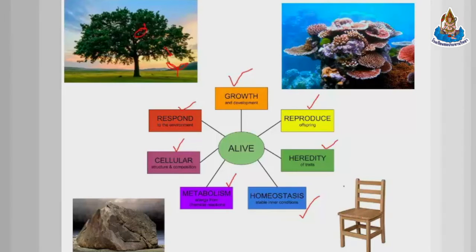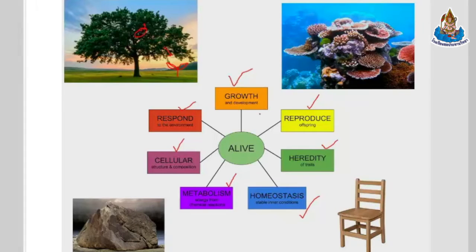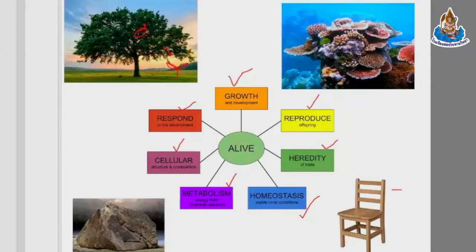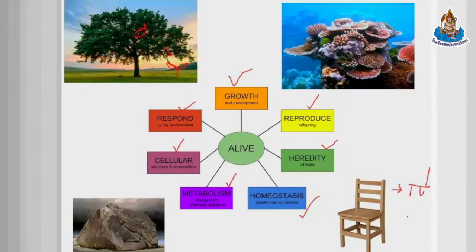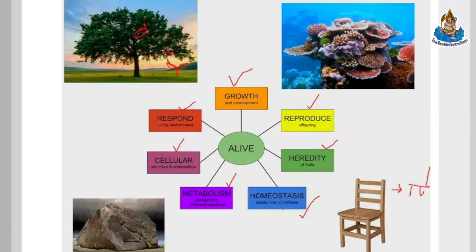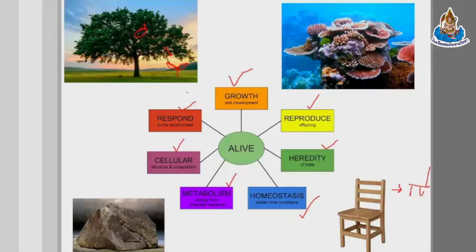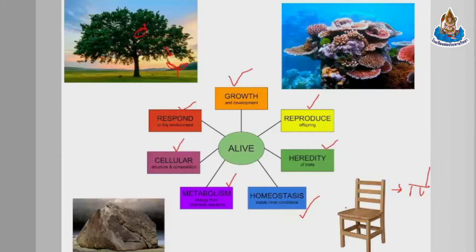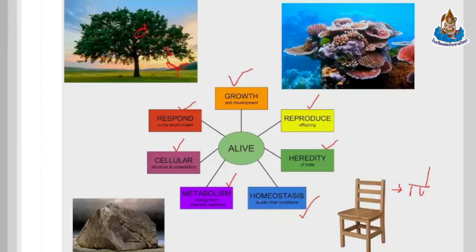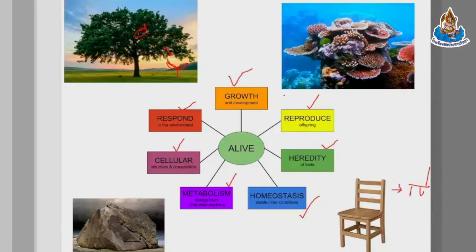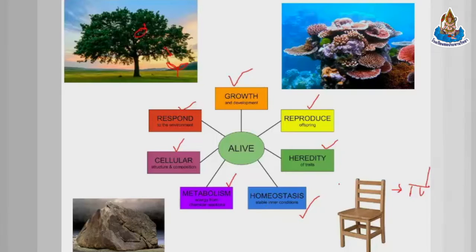But shell cannot grow. Shell cannot reproduce to become a new one. Shell cannot pass on traits. Shell doesn't have homeostasis, doesn't have metabolism, doesn't have cellular structure, and cannot respond to the environment. The log also. That's why we don't count shell and log as an organism or living thing.